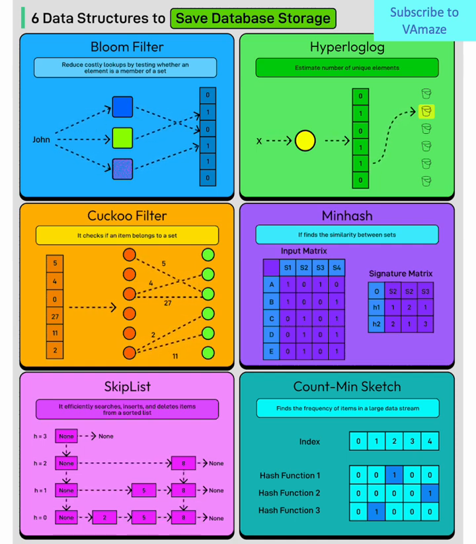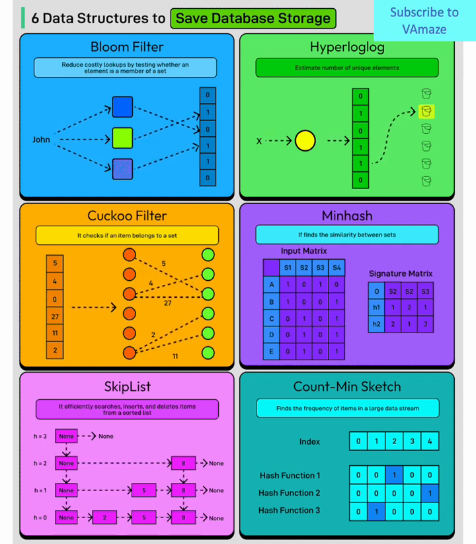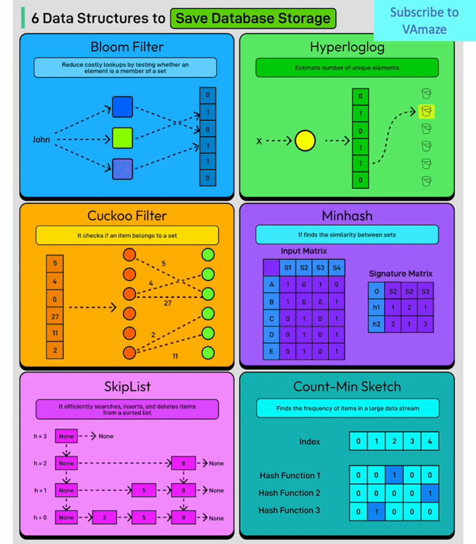The signature matrix. The visualization shows how different sets, A, B, C, D, get reduced to compact signature vectors while preserving their similarity relationships.